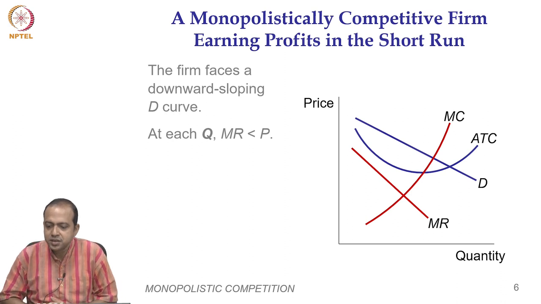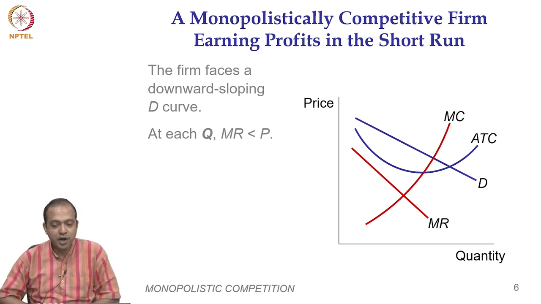And this is, we are introducing the average total cost and marginal cost curve. As you know, the marginal cost intersects the average total cost from below and intersects at its minimum point, right?